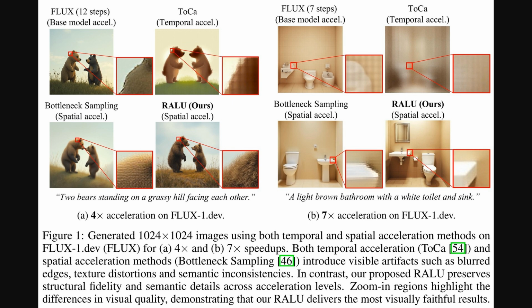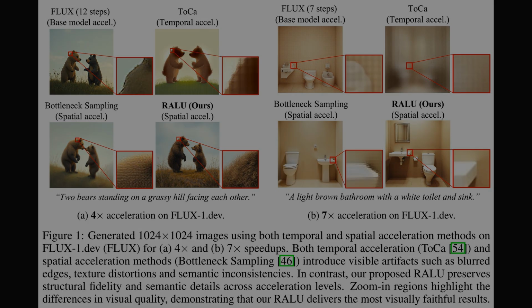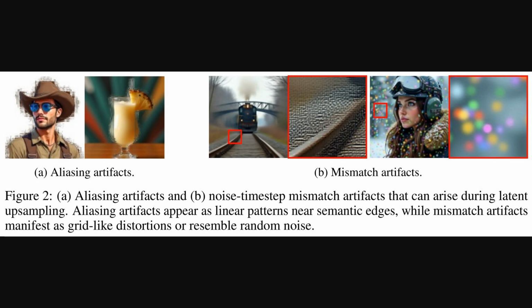Now, looking at the competing methods, you see these visual errors, or artifacts. The bear's fur becomes blurry, and the bathroom sink gets distorted. But the images from Region-Adaptive Latent Upsampling stay incredibly clear, preserving fine details even at a 7x speedup. So, what are these artifacts I mentioned?